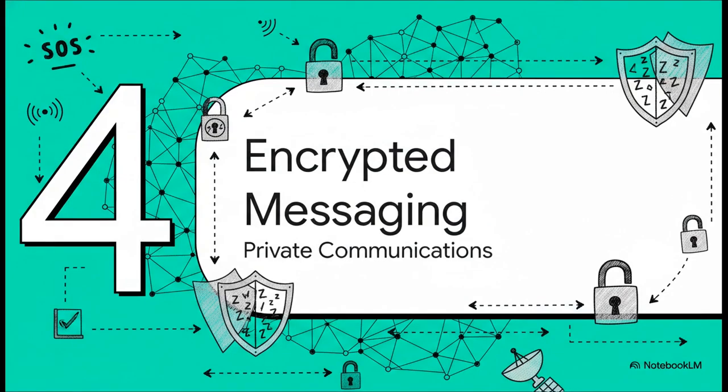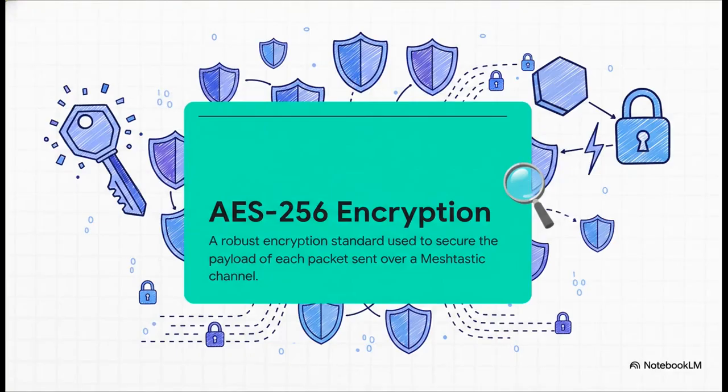Okay, so we've got our off-grid network, but if you're using this in an emergency, or really for anything, you've got to know your messages are private. So let's talk about the security. How does Meshtastic keep your conversations, well, yours? Well, for starters, Meshtastic uses AES 256 encryption. If you're not familiar, that's basically military-grade stuff. It's a super robust standard that's used to lock down the content of your messages on a channel. And if you're sending a direct message, just one-to-one, it uses something called public key cryptography, which is even stronger.